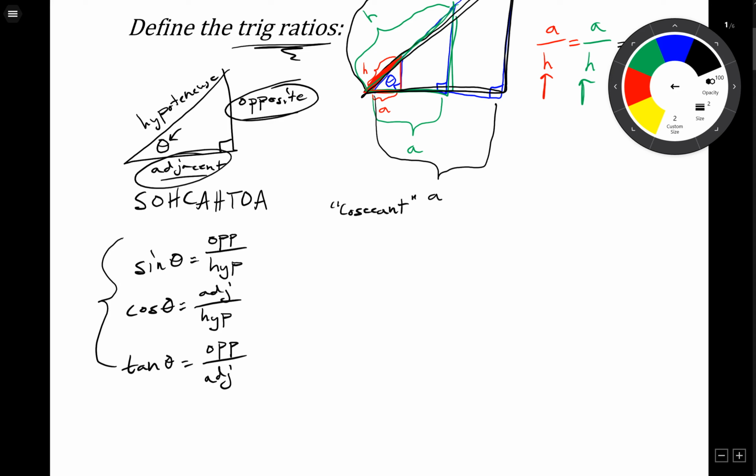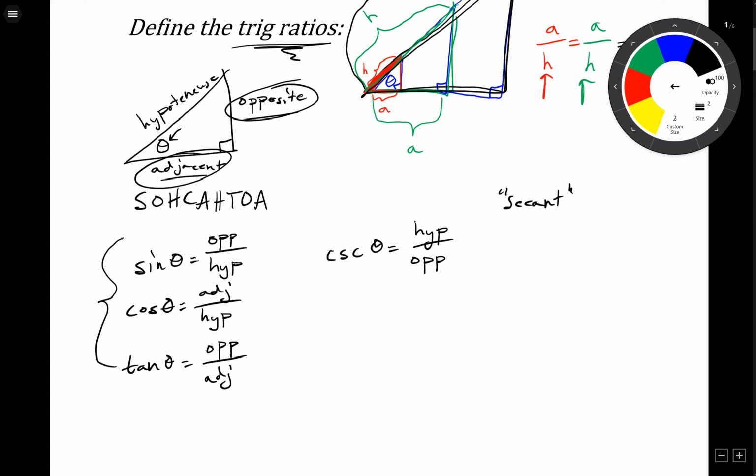Cosecant is abbreviated CSC, and if we remember to put it right across from sine, we can remember it's just exactly the reciprocal of sine. So sine is opposite over hypotenuse, cosecant is hypotenuse over opposite. It's the reciprocal of sine. Okay, the next one that might be new to you is called secant.